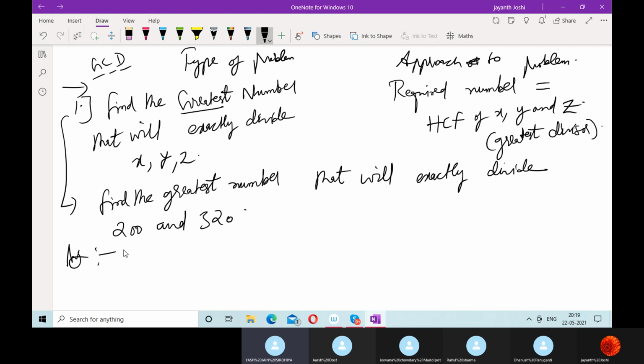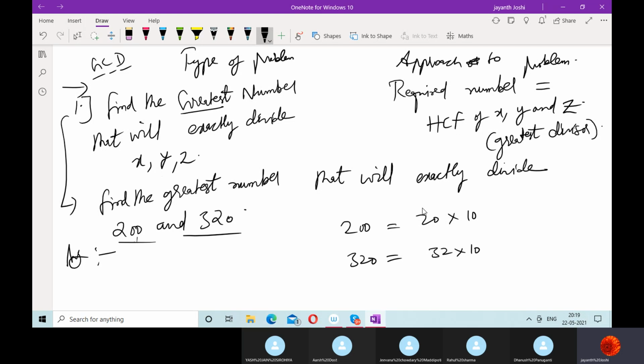Sir, 40 for the first one. 40, yes, it's very simple. What you need to do is find out the HCF of these two numbers. So let's do this: 200, 320. What can I do for this? Very simple. 32 tens and 20 tens.